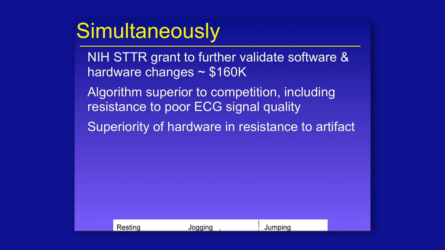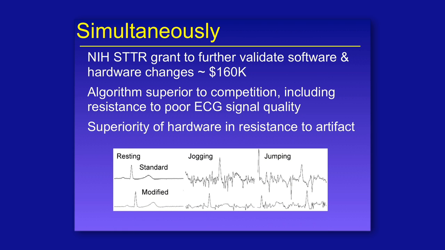And this is an example showing, on the top, a standard Holter recording at rest, where the person's just not moving around, then jogging and jumping, and then with the modified hardware doing exactly the same thing: at rest, jogging, and jumping, showing that there still is artifact, but it's much less. This was actually recorded on me, so that I didn't have to go through human subjects.